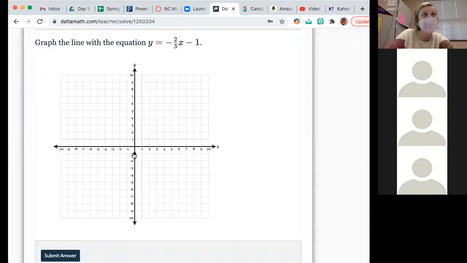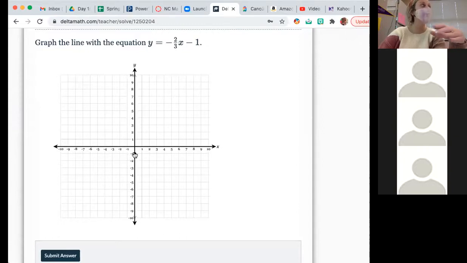You click to put a point in Delta math. It's way easier than graphing on paper, to be honest. Click you a point on -1. Now, do not go down. We go up. So I'm going up 2. And which way 3 if it is negative? Left. So everybody look.